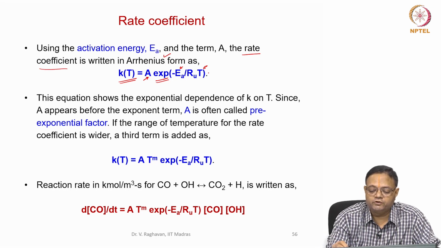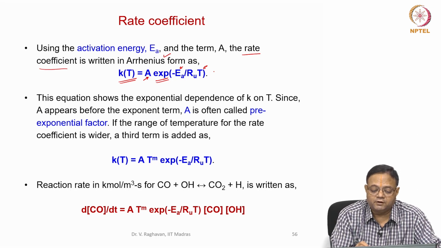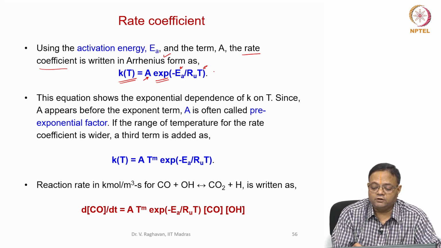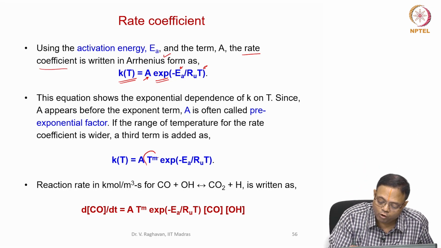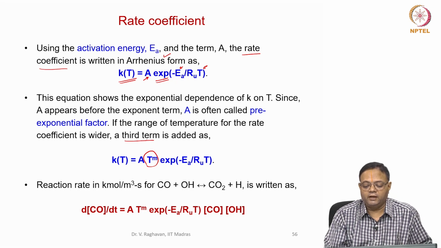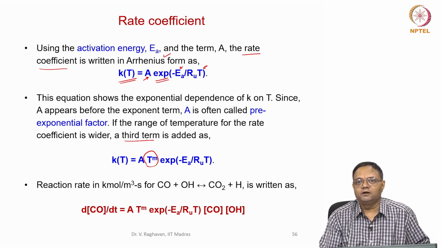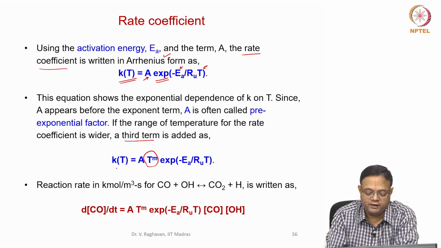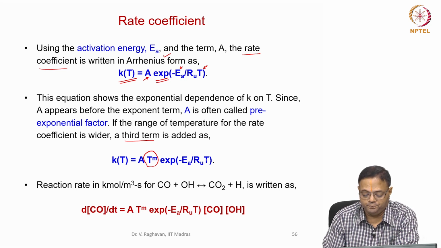Now, in some cases, the temperature dependence will be still larger. In this case, the range of temperature over which the k value changes is larger. Then I also include one more term, the third term, T power m, which brings in some more nonlinear temperature dependence other than the exponential dependence which the Arrhenius rate equation already has. So now k(T) is written as A T power m exponential of minus Ea by RuT.